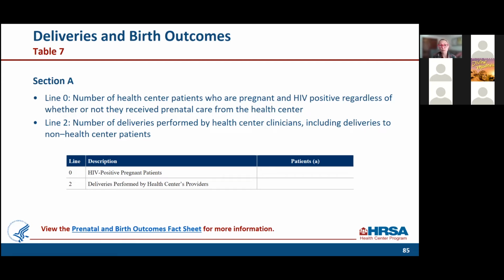Note that delivered by your provider here means that your health center paid for them. So you would not include deliveries that providers bill for and collect on for themselves or any sort of moonlighting that they might do. Those deliveries are outside of your health center scope. So you wouldn't report those here.